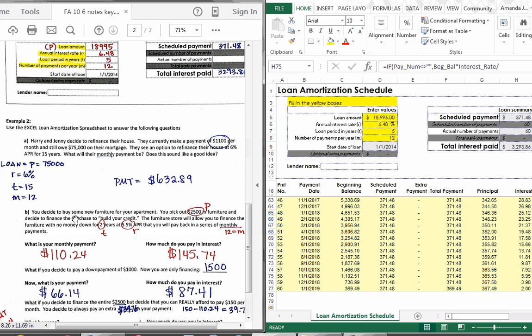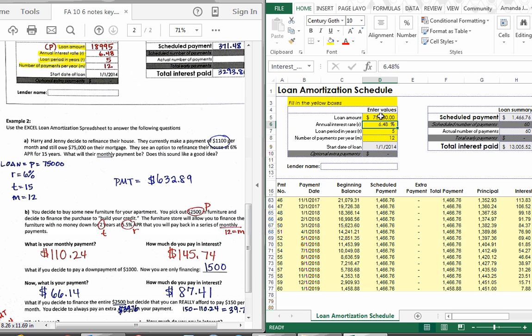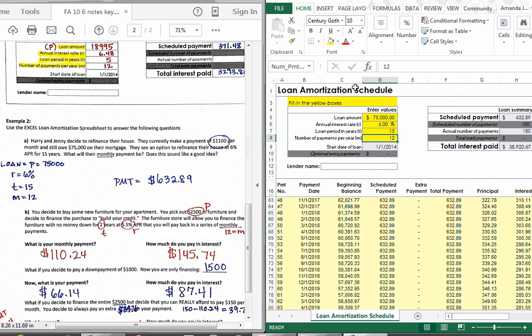So I'm going to go into my Excel document. I'm going to clear out these numbers I had before. All right, so here goes. Loan is $75,000. Interest rate is 6%. Time is 15 and monthly payments 12.